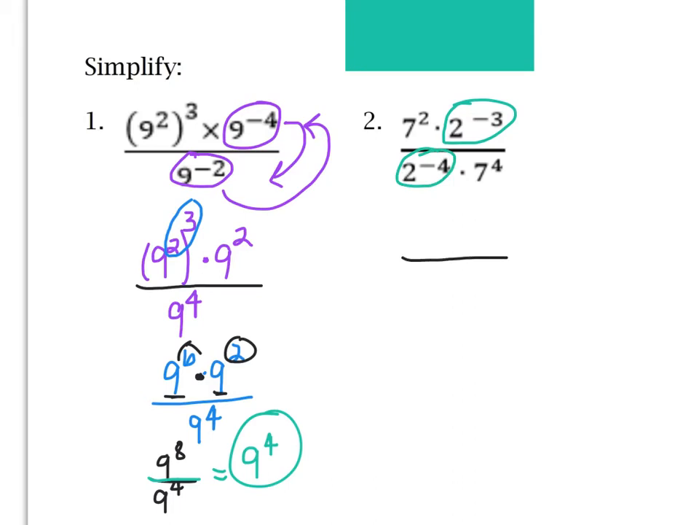I'm going to rewrite my positive exponents. 7 to the 2nd power is going to stay in the numerator. In the denominator, 7 to the 4th power is going to stay in the denominator. I do not move positive exponents. They stay where they are.